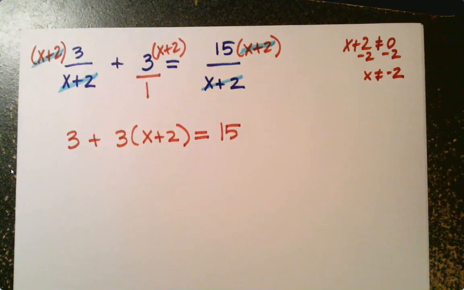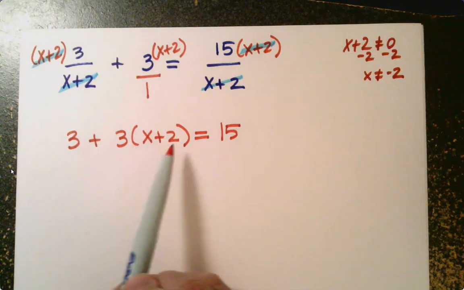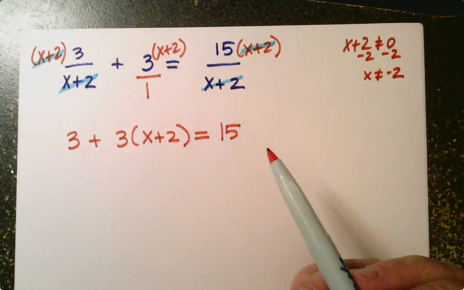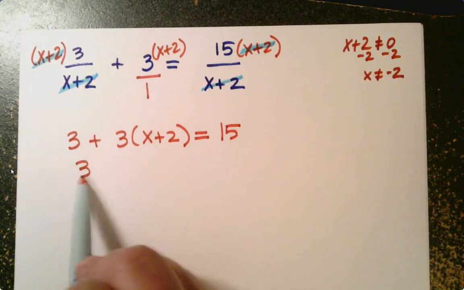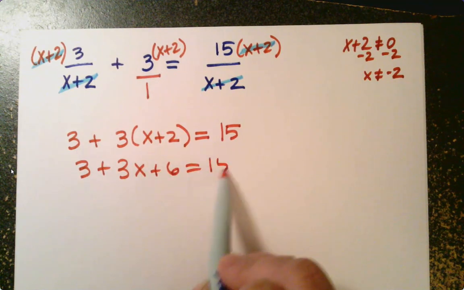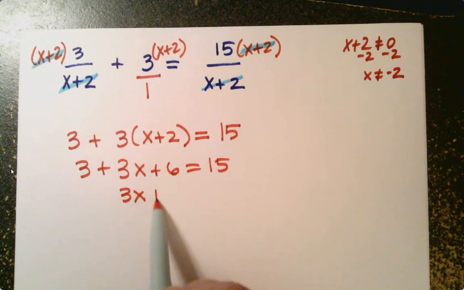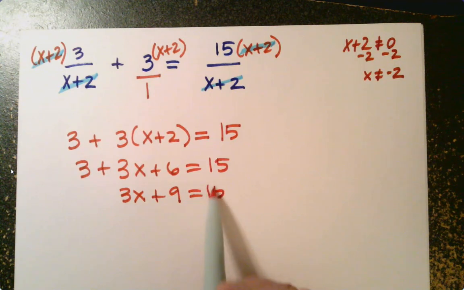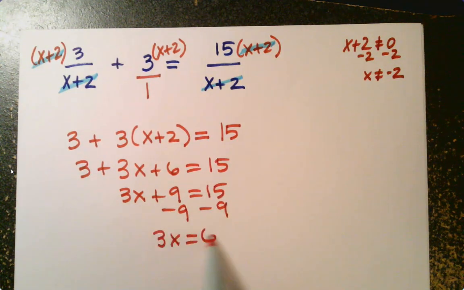Why did I say the quantity? That's just a fancy way of saying all of this is in parentheses, so don't worry about that. 3 plus, distributing, I have 3x plus 6 equals 15. I can collect the 6 and the 3 together as 9. Once you get rid of the fractions, you're just solving as usual. And I got x is 2.